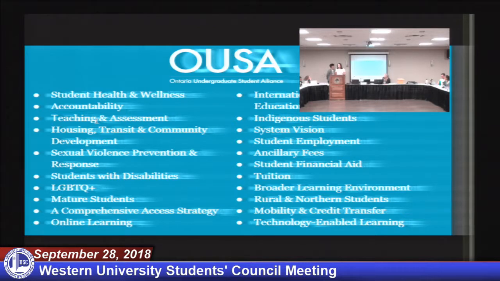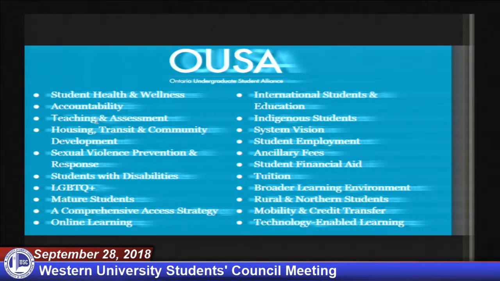So just to dive a little bit deeper into the research and policy that we do, this is a list of our entire policy library. You'll see about 21 policy papers that cover a myriad of different issues that students face on campus. We have a whole section of our library dedicated to financial barriers and things like tuition, student financial assistance, and ancillary fees. We have papers that address the needs of certain groups of students on campus, so students with disabilities, Indigenous students, international students, as well as some papers on things like accountability of universities and system vision, which talks about the broader system of post-secondary education in Ontario and how both universities and colleges are a part of that higher education learning.